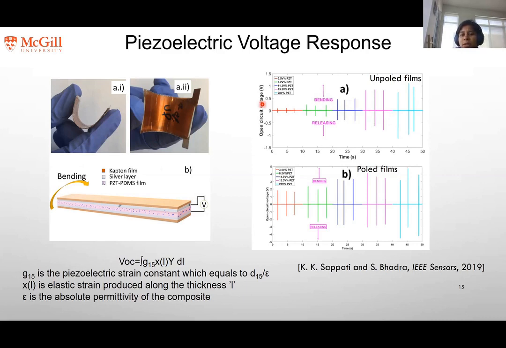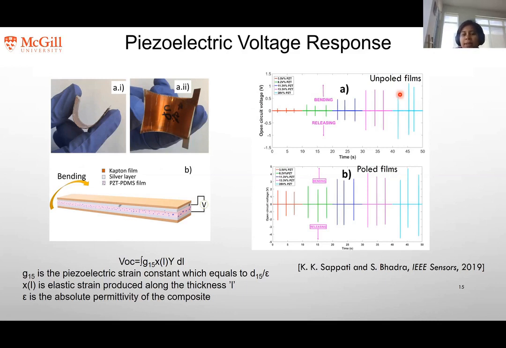So one is for 3.5 volume percentage PZT. The green one is for 8.2 volume percentage PZT. The green one is for 11.3. The magenta one is for 13.3, and the cyan one is for 28 volume percentage PZT.